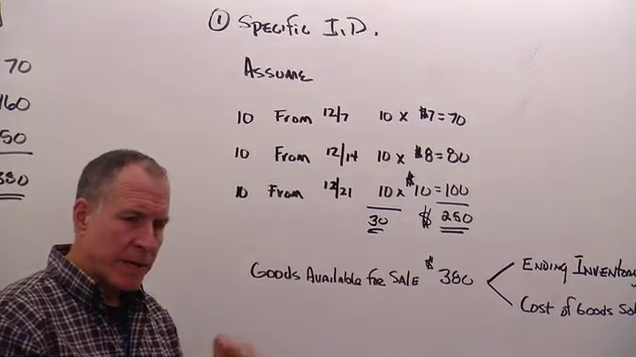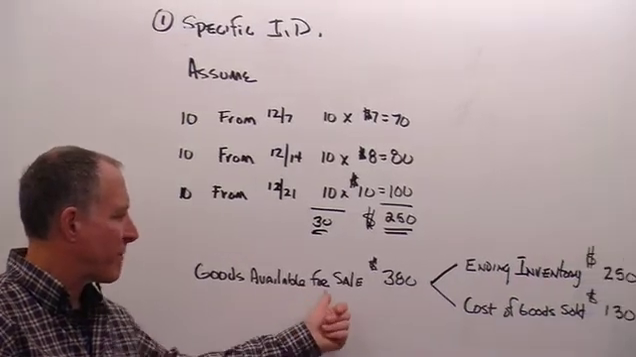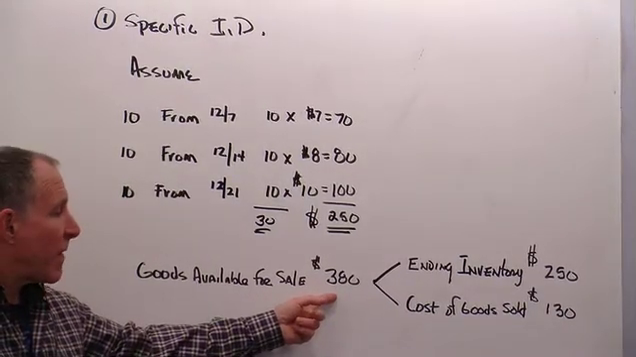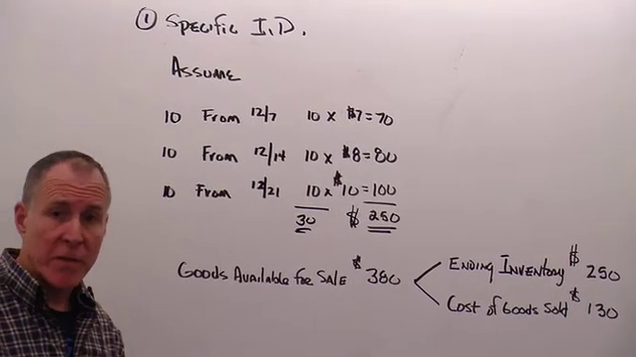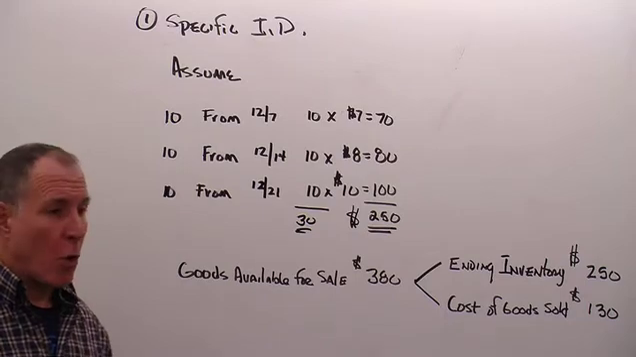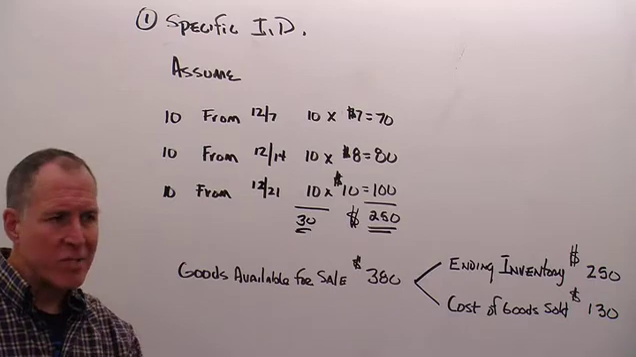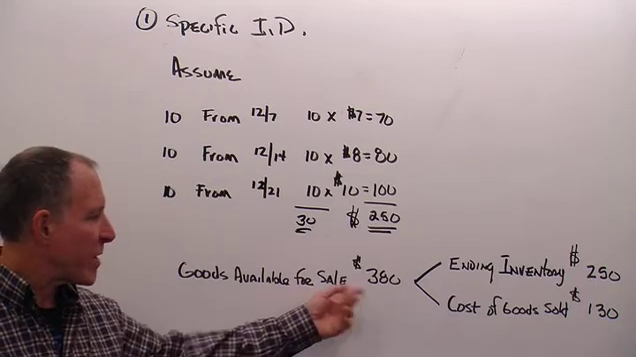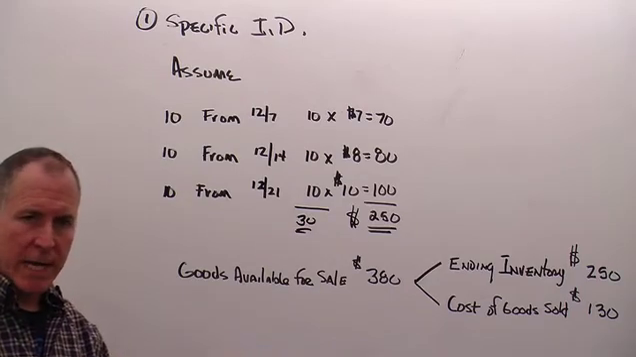The last little bit on this particular problem I want us to look at is that we had goods available for sale of $380. That goods available for sale could all still be with us. If that is the case, all of it's in inventory. Or it could all be in cost of goods sold if we sold everything out. Now, we don't still have everything, and we didn't sell everything out. So that 380 has to be a portion between what we've sold and what we still have.